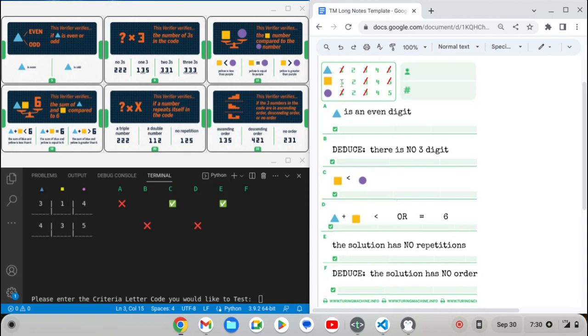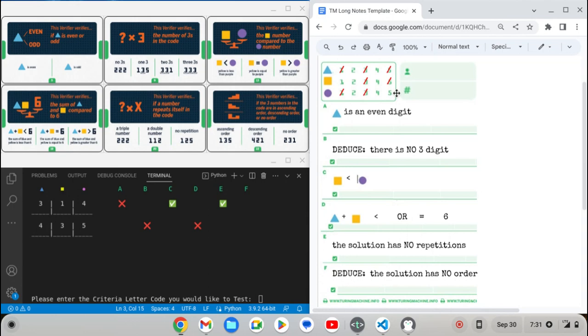Okay, maybe we can deduce this solution. Well, let's see. If it can't be a 1, I guess technically it could still be less than, no, it couldn't be less than with 2, 2, because no repetitions. So it looks like it would have to be 4, 2, 5. Can that be it? 4, 2, 5? Yeah, no repetitions.